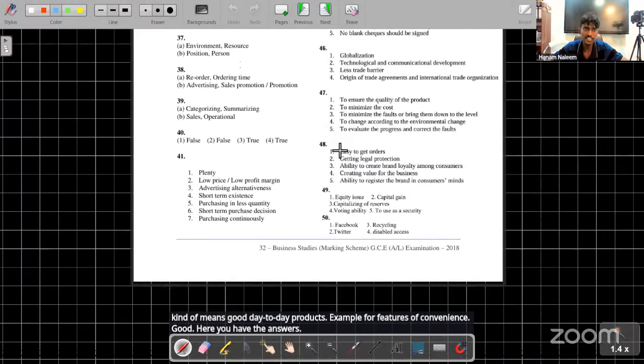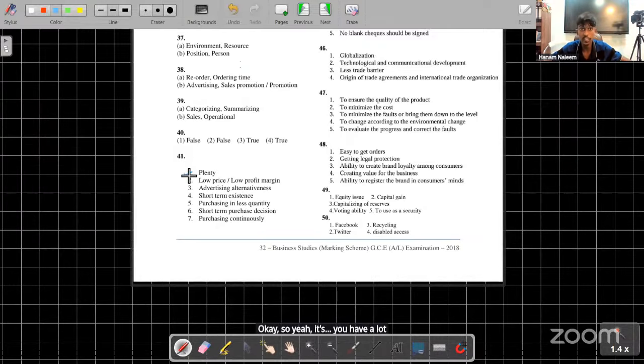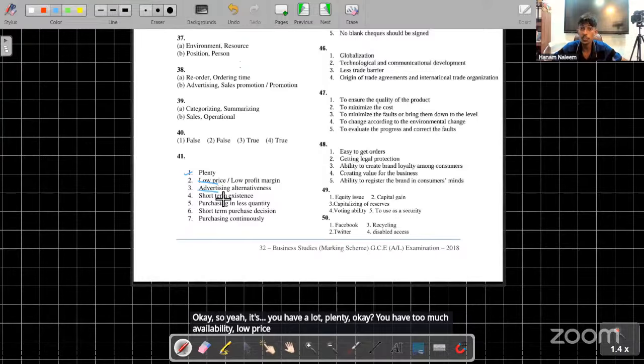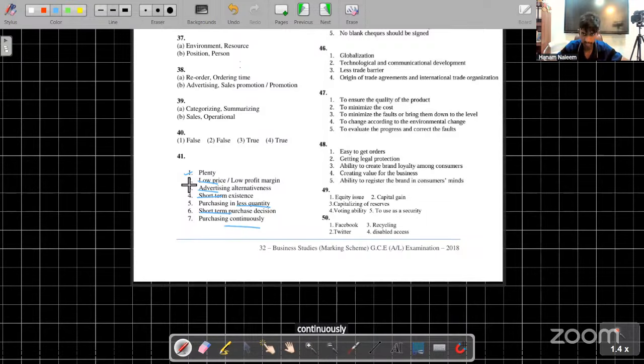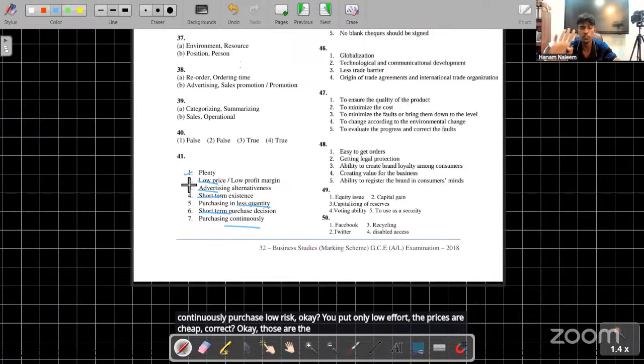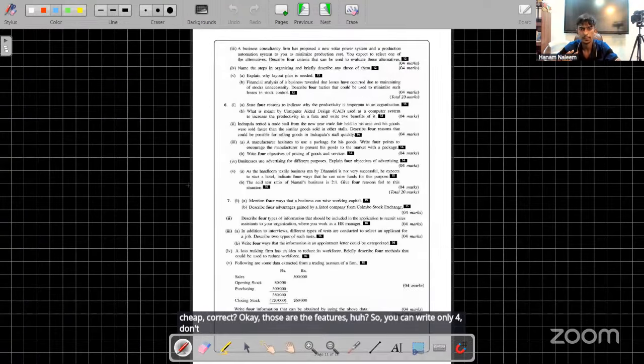So you have plenty. You have high availability, low price. Advertising is mostly done for those products. Short-term existence, you buy for a short-term purpose. You purchase less quantity only, and also short-term purchasing. Continuously you purchase. Low risk. You put only low effort. The prices are cheap. Those are the features. So you can write only four. Don't write more than four.